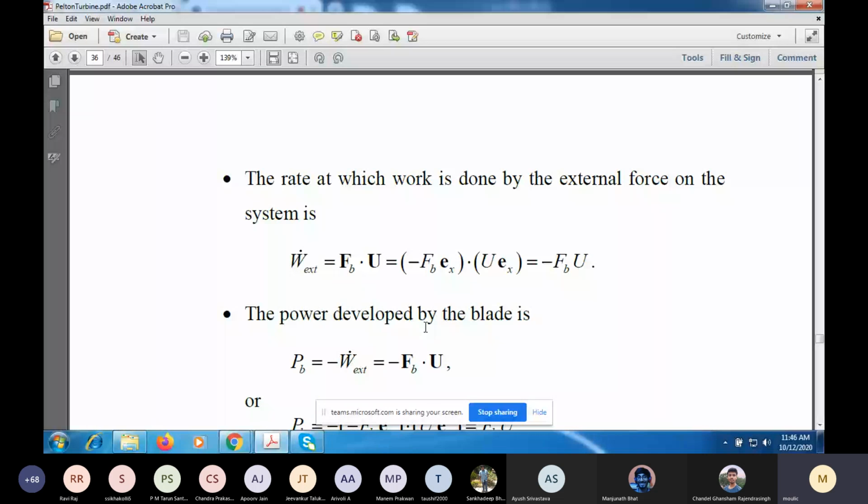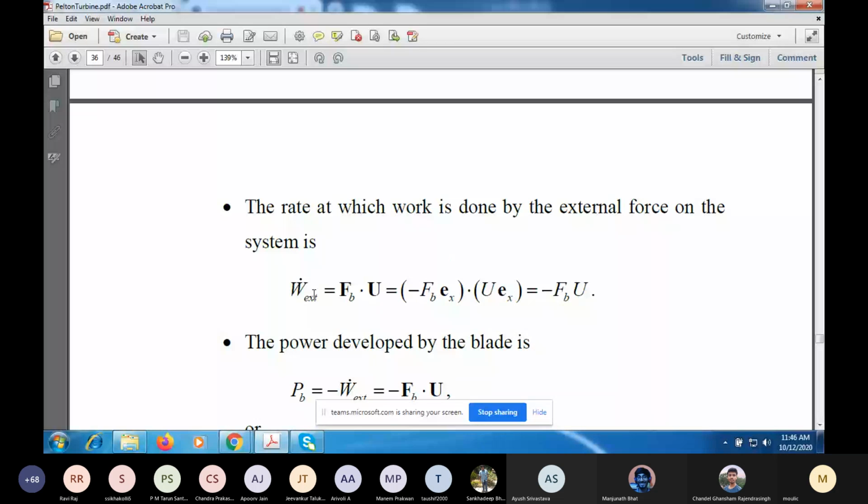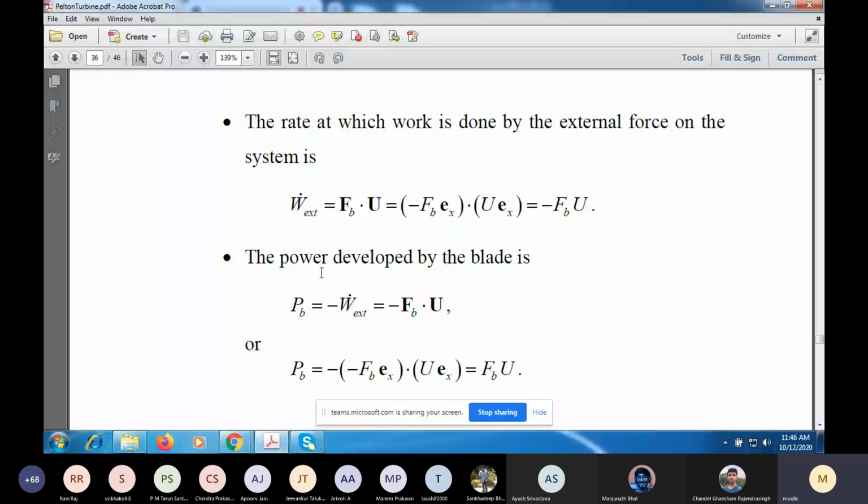Okay. And W dot external is FB dot U. FB is minus the scalar FB times EX, and the vector U is the speed scalar U times EX. Now EX dot EX is 1, so you have simply minus FBU. So the external work is minus FBU, and the power developed by the blade then will be the negative of this, which is plus FBU.